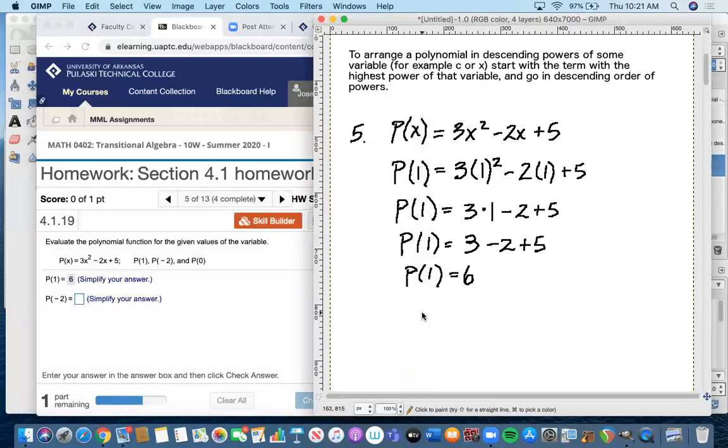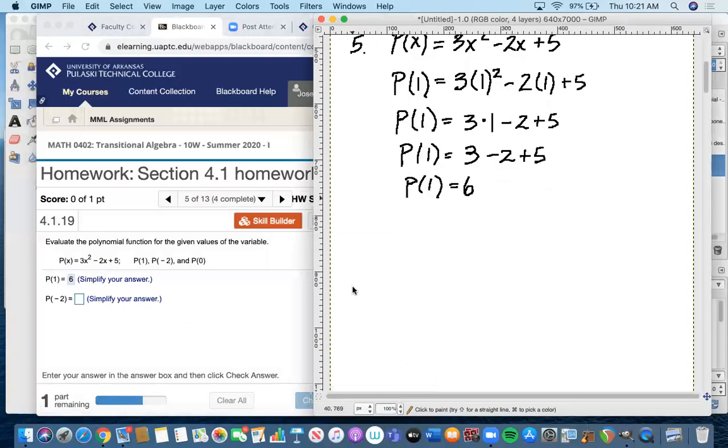Okay, p of negative 2. Most of these we're going to be able to do without the calculator. If you want to use your calculator, I'll show you that in just a second. All right, p of negative 2, so you're putting the negative 2 everywhere you see an x. So 3 times negative 2 squared minus 2 times negative 2, and then plus 5.